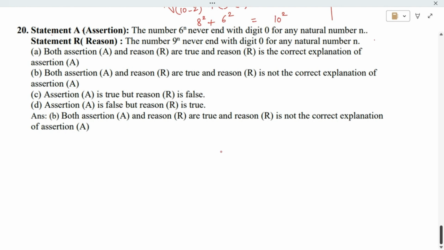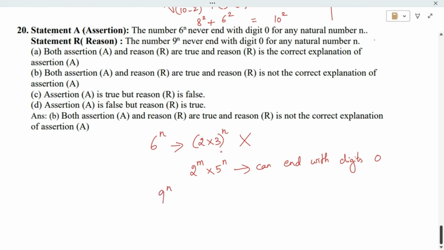So let's do the last question. Question number 20. The assertion is given as: the number 6 power n never ends with digit 0 for any natural number n. How can I express 6? 6 can be expressed as the product of prime numbers 2 times 3, and the power is n. Always remember, any number which can be expressed as 2 power m into 5 power n can end with digit 0. Now in 6 power n, do we have 5 as a factor? It is not, right? So it never ends with digit 0 for any natural number.